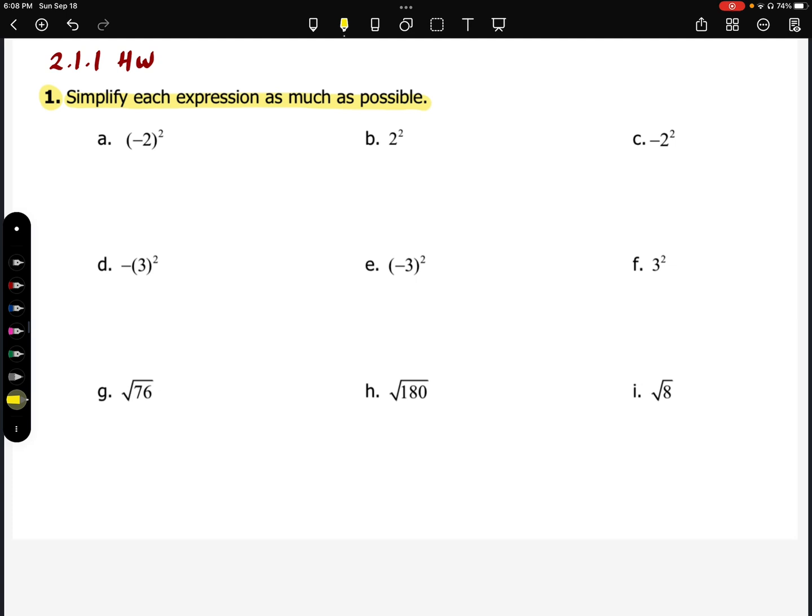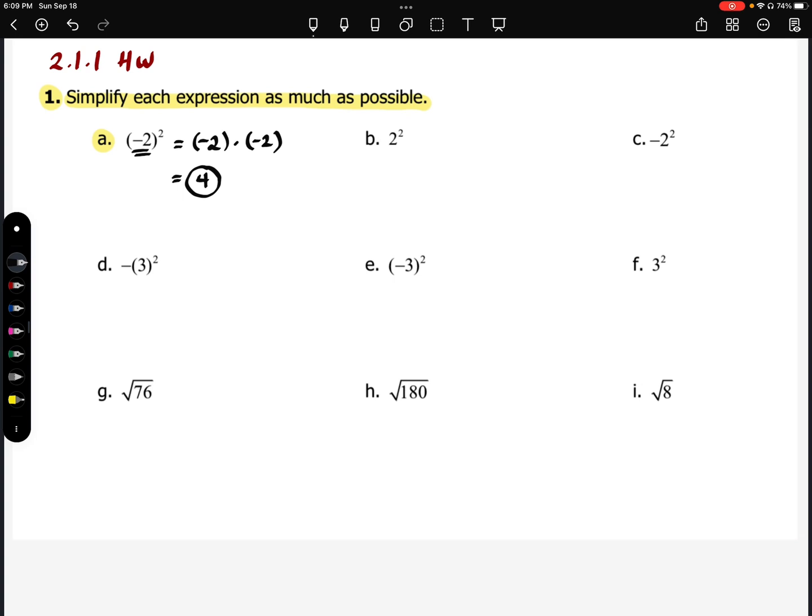Starting out here, we're going to look at some stuff with exponents. So, letter A, you see we have -2, and it's being raised to the second power. So remember, this simply means that we're taking a -2 and we are going to multiply that times another -2. So the base here is -2. It's being multiplied times itself. And we know negative times negative is going to be a positive. So -2 times -2 is going to give us +4. And that is our answer.